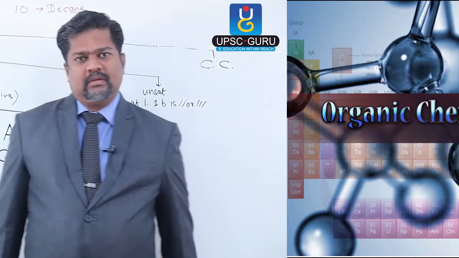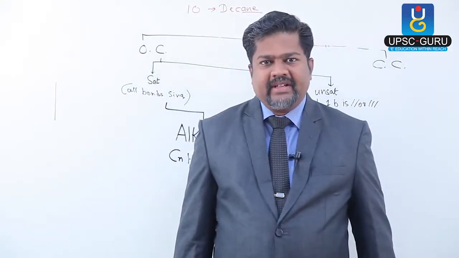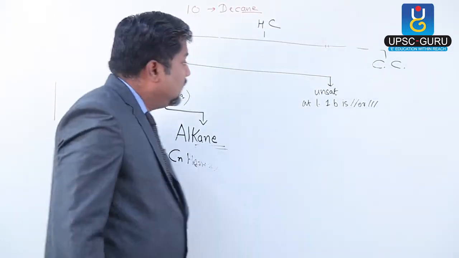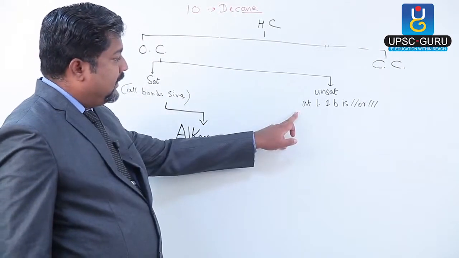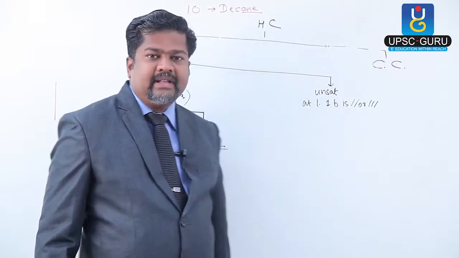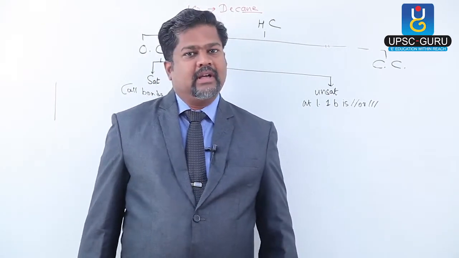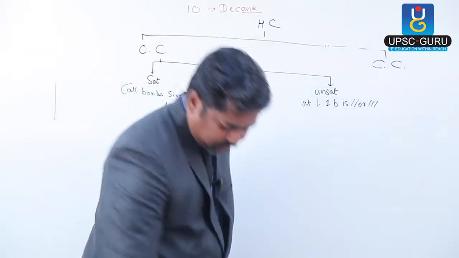After getting this knowledge of alkane, now we are focusing on the next part, that is the unsaturated one. In case of unsaturated, we are saying that at least one bond is either a double bond or a triple bond. Then we are calling that an unsaturated compound.